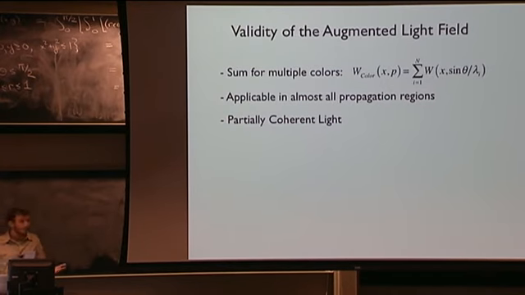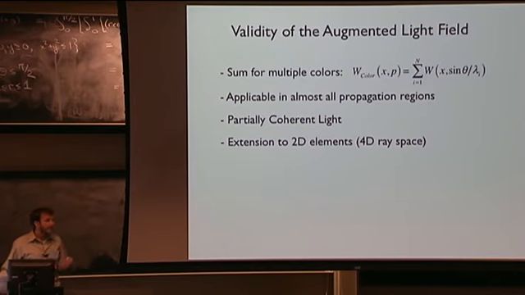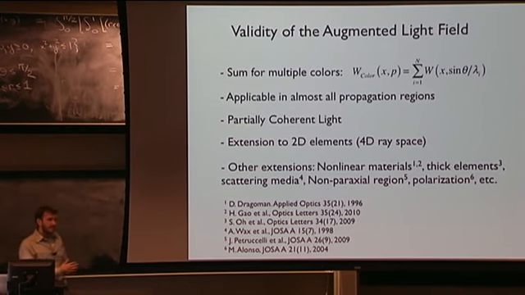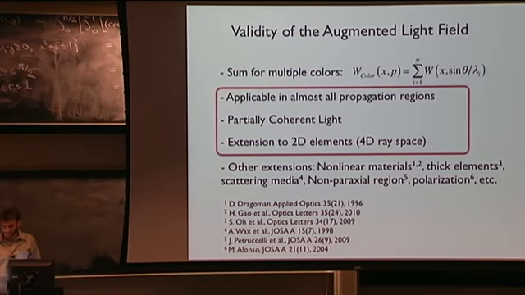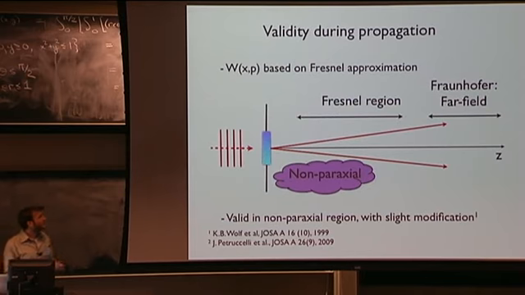And we can model partially coherent light. We can extend to 2D elements, so that requires a 4D phase space. Before, a lot of my examples were just 1D situations where it's a 2D light field. And then there's a lot of other extensions using this Wigner distribution into nonlinear materials, thick elements, scattering media, the non-paraxial region, polarization. So those interested, this will be on my website. I just put a couple references up. I'm going to focus on the middle three quickly.